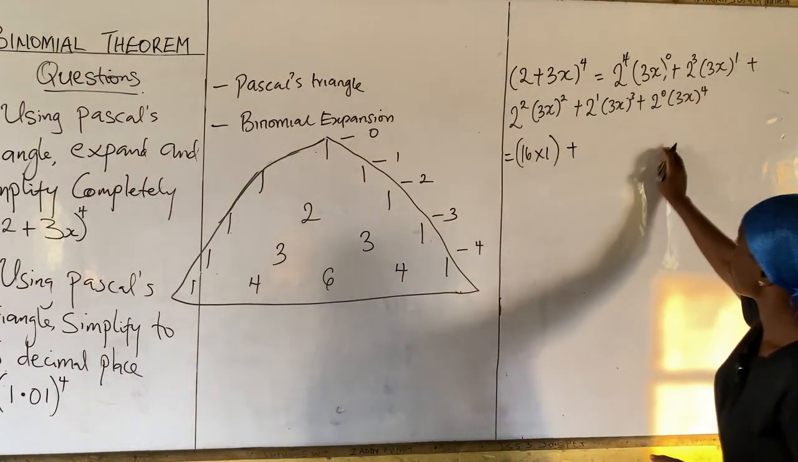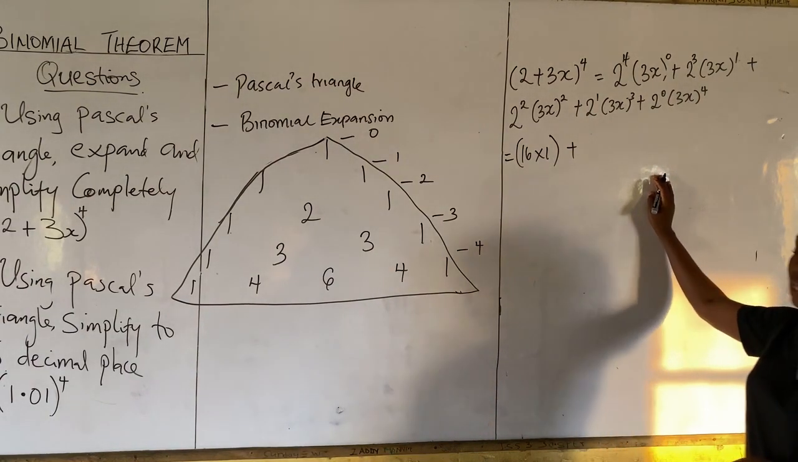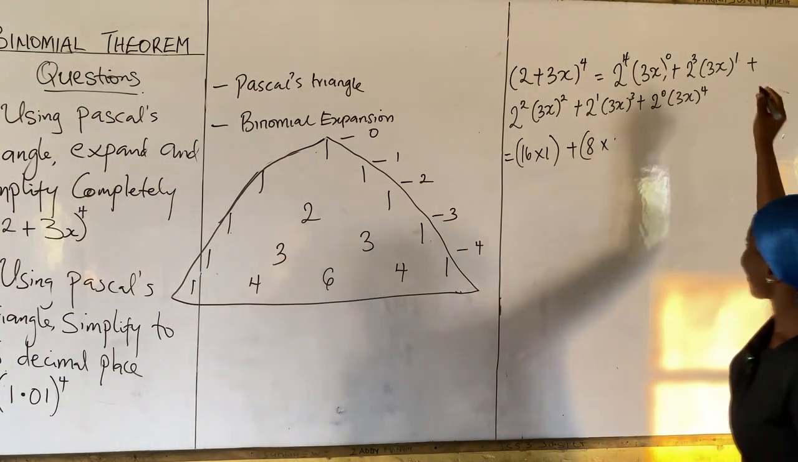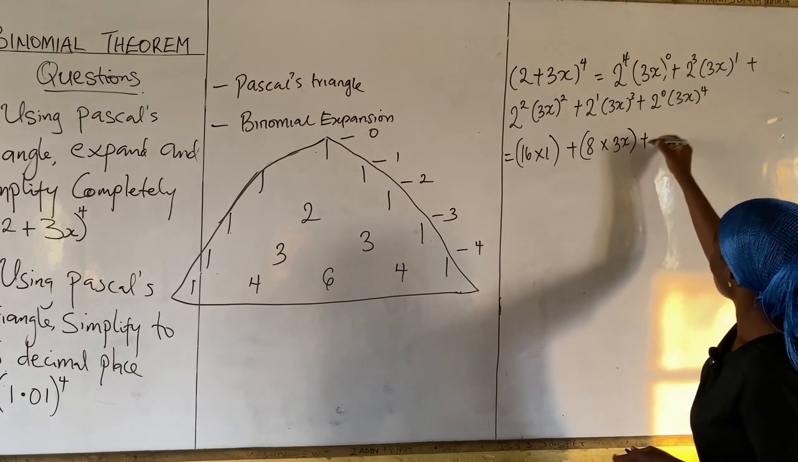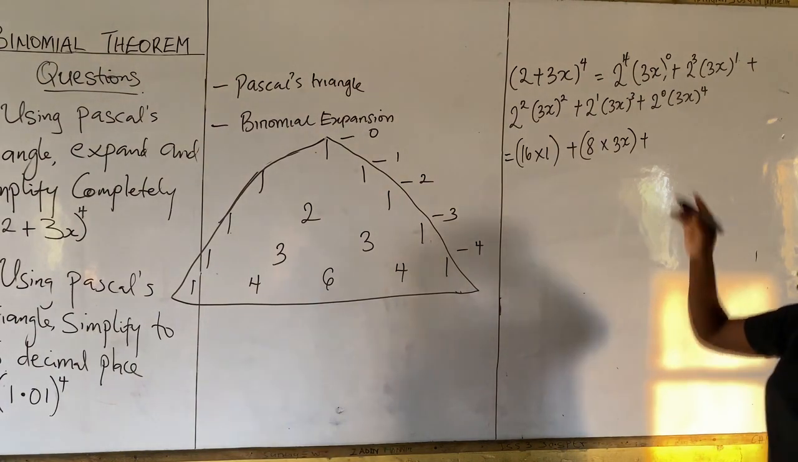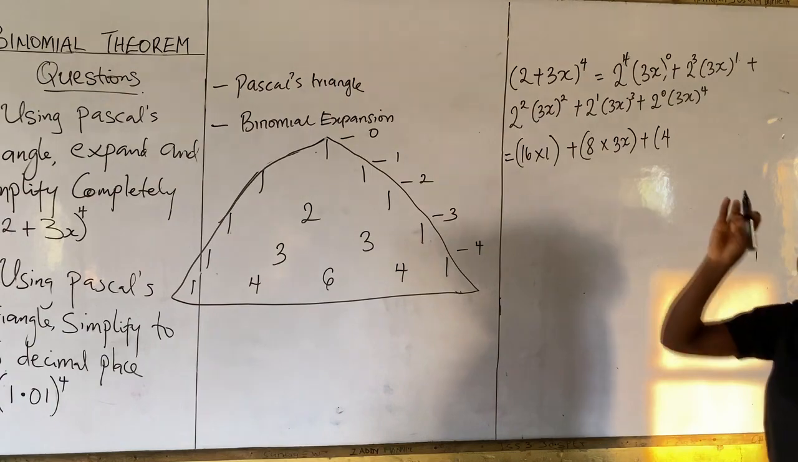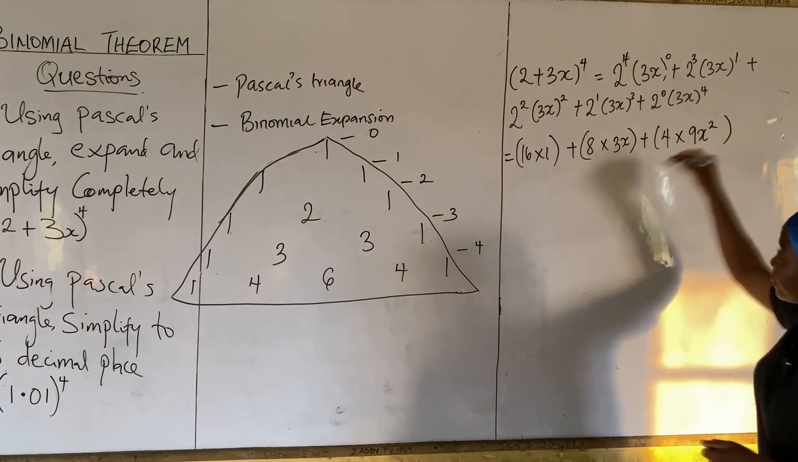Now plus the next one, 2 raised to power 3. That's 2 times 2 times 2. Now 2 times 2, that's 4. 4 times 2, that's 8. Now times 3x raised to power 1. That will give us our 3x. Now plus the next one, I'll be having 2 raised to power 2. That will be 2 times 2, that's 4. Now 3x raised to power 2. So that's 3x times 3x, that's 9x squared.